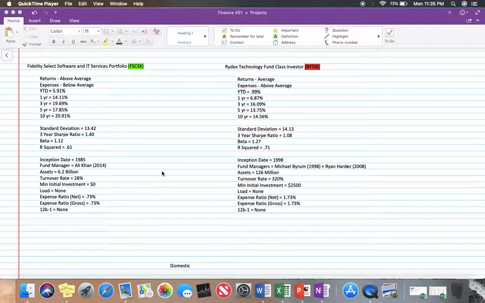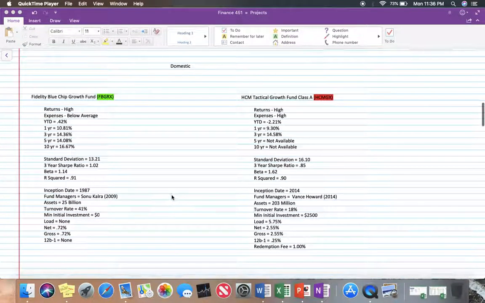Expenses is just how much it costs to run the fund. So as you can see, for the Fidelity, 0.73% compared to 1.73%, so relatively high for the Rydex. And then a 12b-1 fee is a distribution and marketing cost, which neither of these funds have.